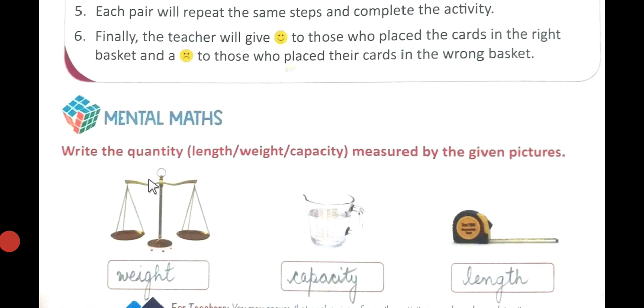So let's see the mental maths. Write the quantity, weight, capacity measured by the given pictures. So you can see the machine. You will write what you have to write. This is the weight machine. You cannot weigh yourself on this, but you can weigh the vegetables and fruits and other things on this weight machine. And what is that cup showing?